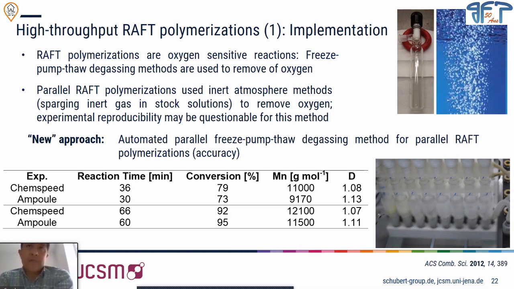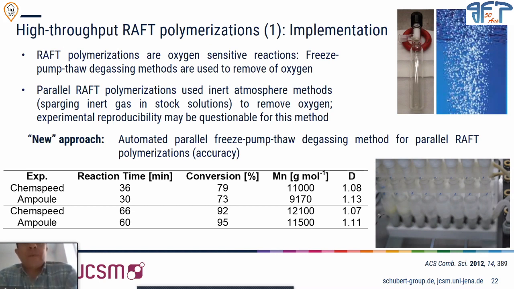Some people in the past already combined RAFT polymerization with these parallel or automated parallel platforms. And the way they did it is basically just introduce the reaction mixture and then a needle connected with some nitrogen or argon. So they gas it by sparging the gas for some minutes, and then you remove the oxygen. And well, it works, let's say, pretty good.